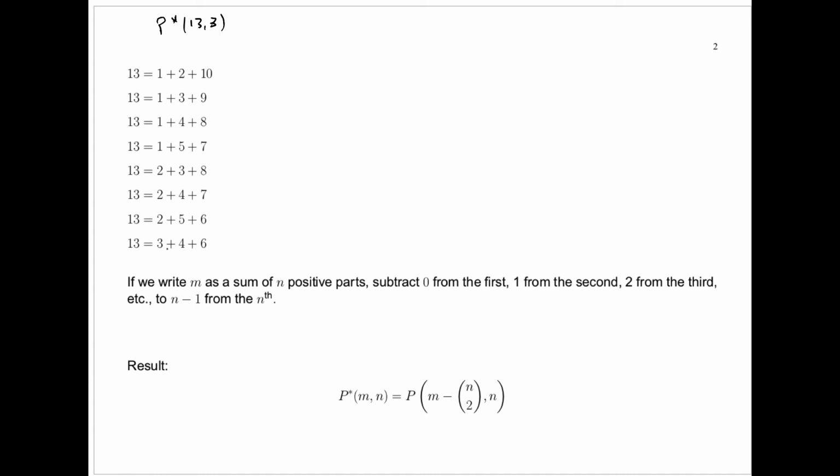Can we start with a 3? Well, yes, we could have 3 plus 4, and then we need a 6. If we started 3 plus 5, it would get us to be too big. So just by an exhaustive search, we've listed 8 ways of writing 13 as a sum of 3 integers, which are all distinct. Now, in order to see what's interesting about these 8, I want to create a transformation, a one-to-one correspondence.